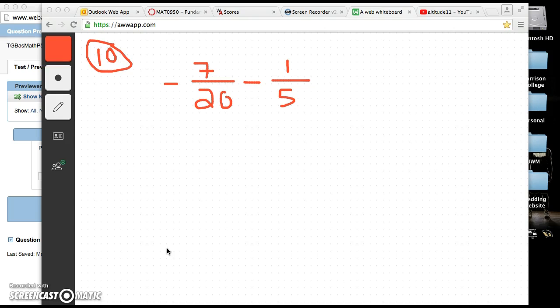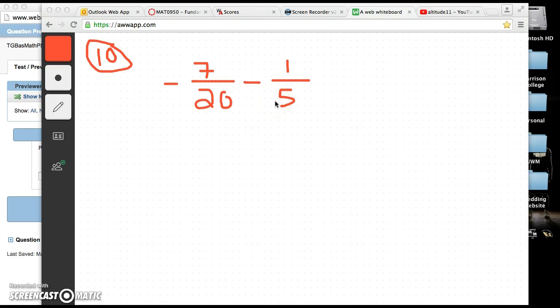So the problem we're going to take a look at here, we are subtracting two fractions. So we have negative 7 over 20 minus 1 over 5. One of the things that we always need to remember is that if we are ever adding or subtracting two fractions, you always have to have a common denominator. So that's always going to be our very first step when we are adding or subtracting fractions.